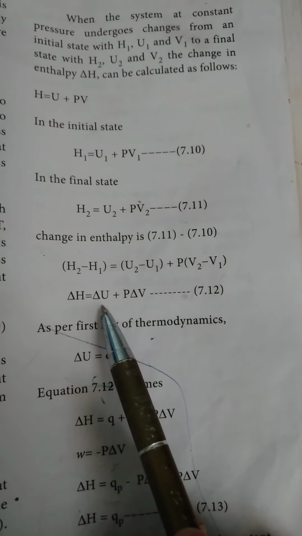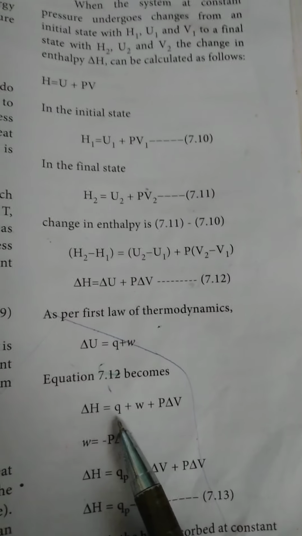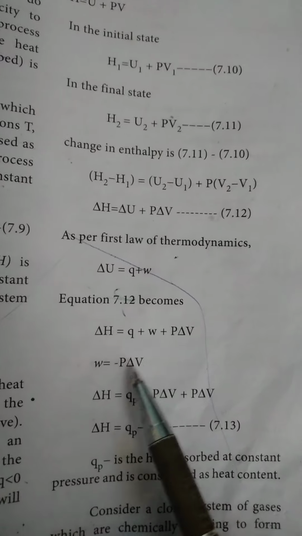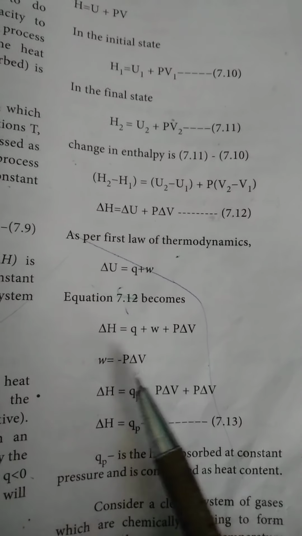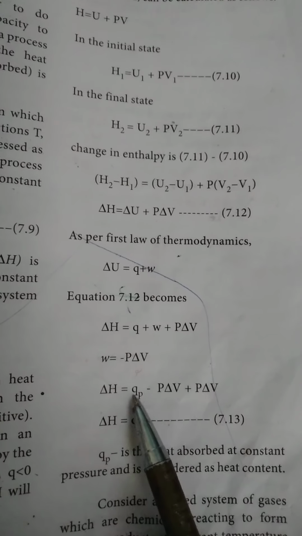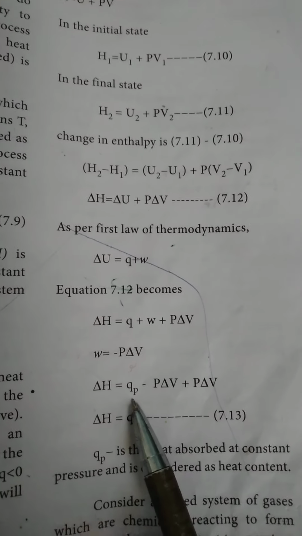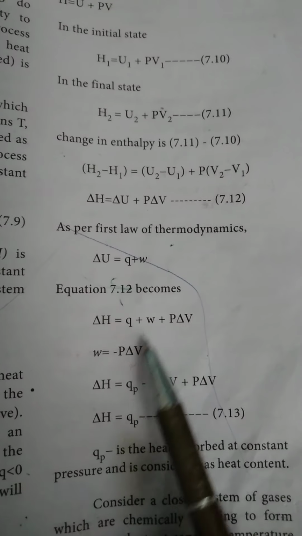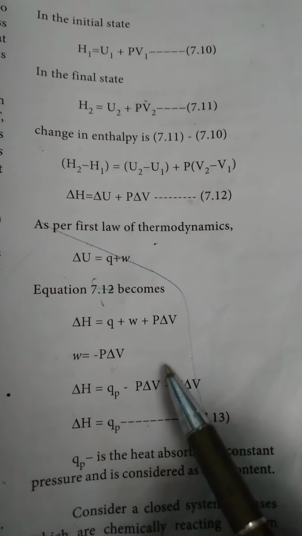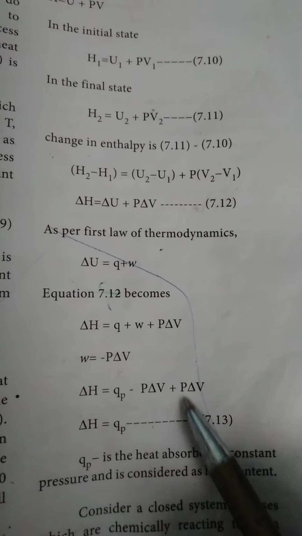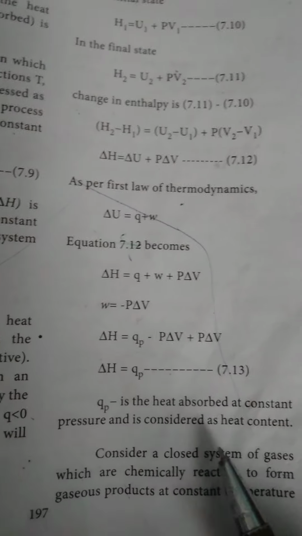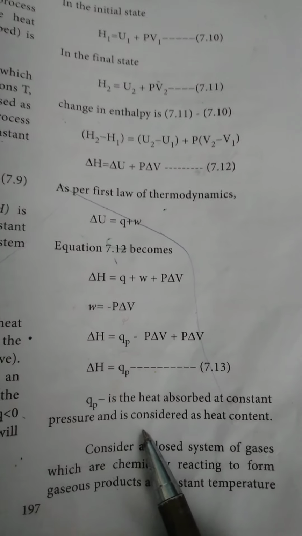Substitute this delta U formula here. Delta H is equal to Q plus W plus P delta V, and W is minus P delta V. Substitute this equation, so you get the answer. Delta H is equal to Q at constant pressure, written as QP minus P delta V plus P delta V. If you cancel these two, minus P delta V and plus P delta V, delta H is equal to QP. Here QP means heat absorbed at constant pressure.